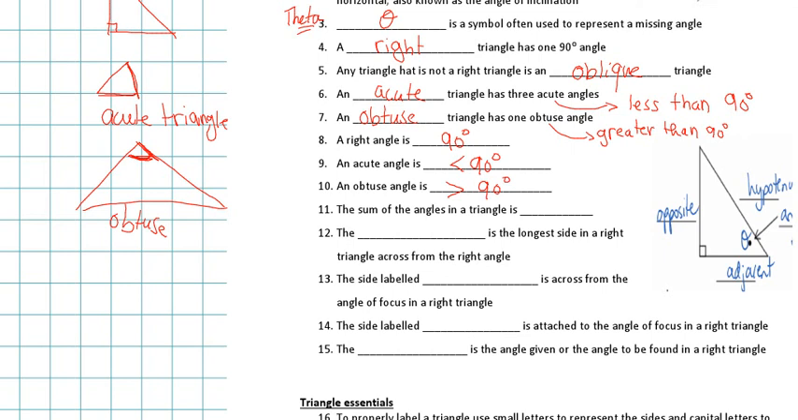Are you guys okay with this? All right. Now, in a triangle, how many angles do I have? I have always 3 angles, but the sum of them always, no matter what kind of triangle you have, is 180 degrees. Now, are we okay with this so far? Okay.